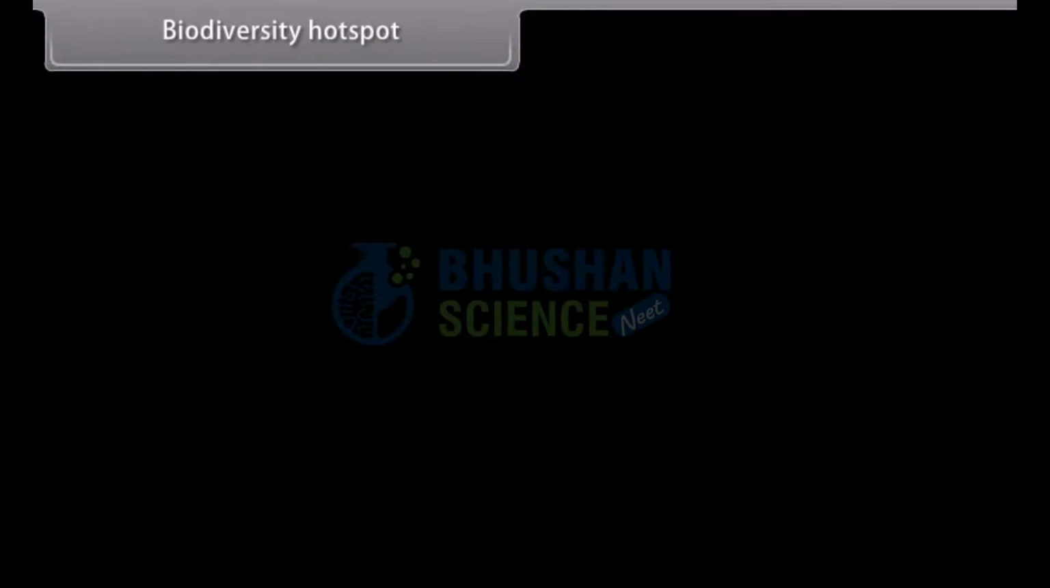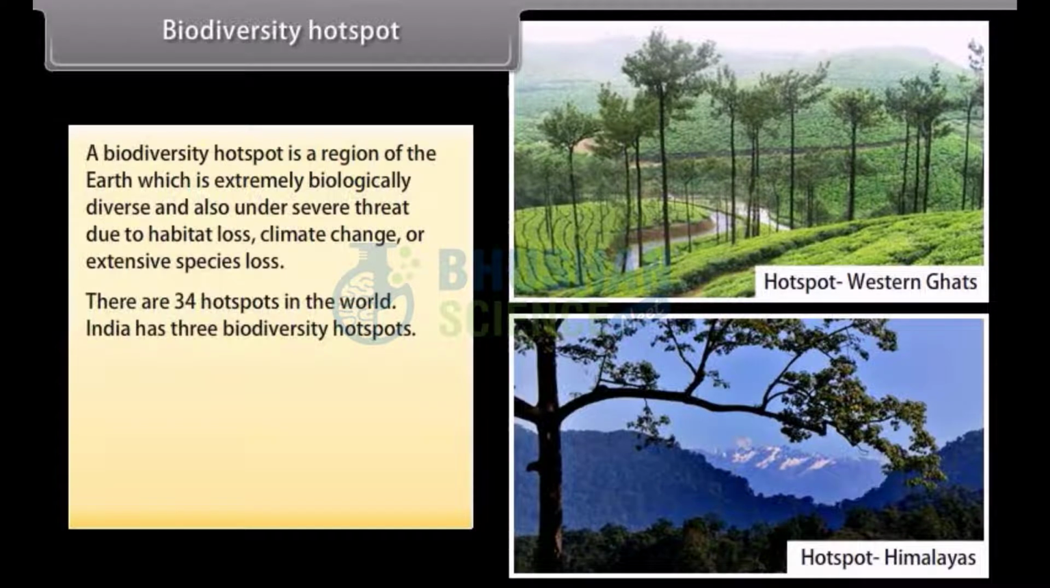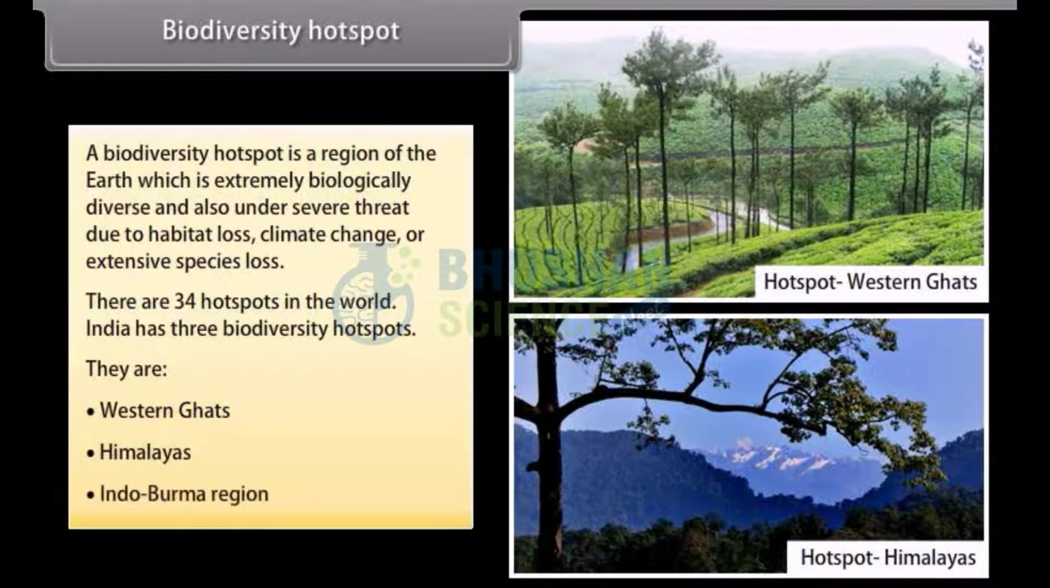Biodiversity hotspot. A biodiversity hotspot is a region of the Earth which is extremely biologically diverse and also under severe threat due to habitat loss, climate change, or extensive species loss. There are 34 hotspots in the world. India has 3 biodiversity hotspots. They are Western Ghats, Himalayas, and Indo-Burma region.